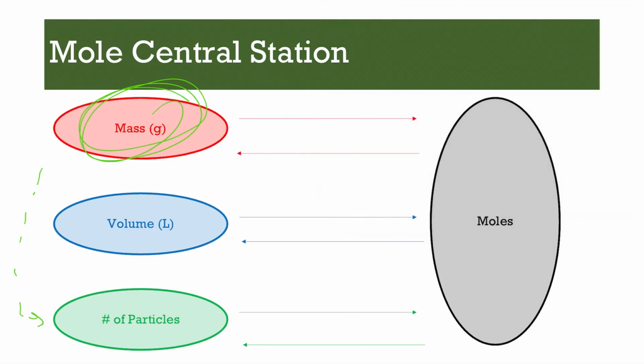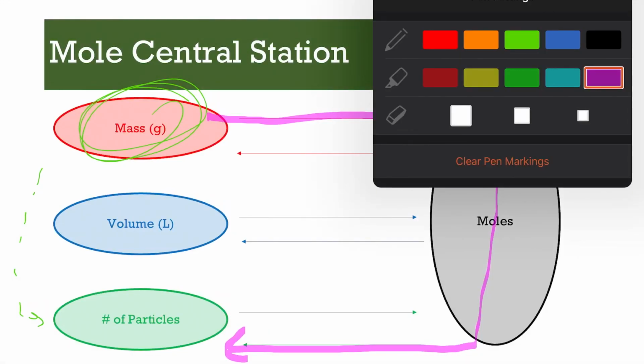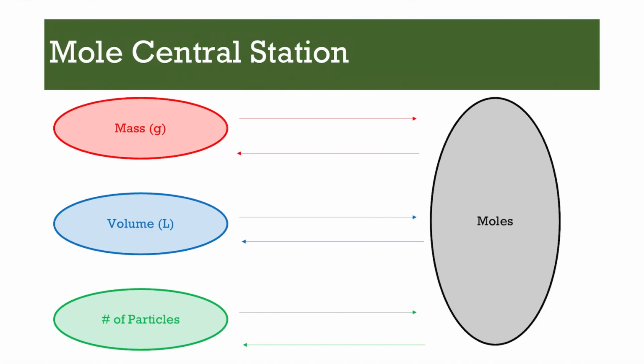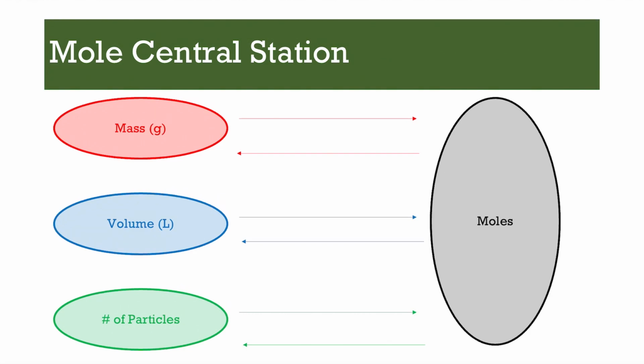What I would have to do is go from mass to moles, and then from moles to number of particles. So that's that two-step conversion. So let's recap what this is. This acts as a great resource, like a cheat sheet for all these conversions.